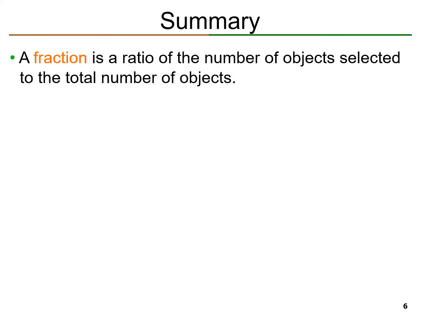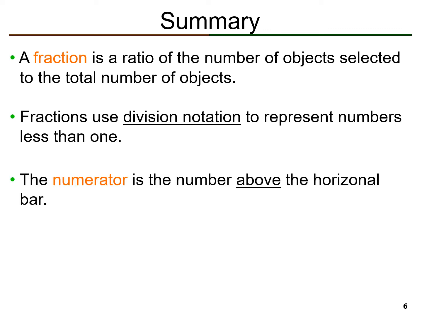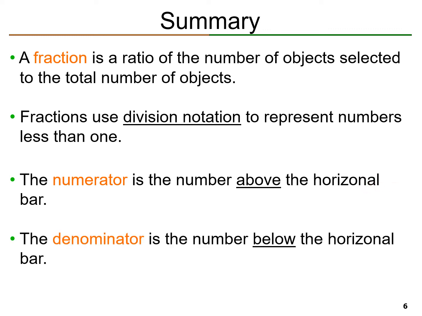Summary: a fraction is a ratio of the number of objects selected to the total number of objects. Fractions use division notation to represent numbers less than 1. The numerator is the number above the horizontal bar. Now, forgive me here, horizontal is not spelled correctly. It should be a T in here between the N and the A. The denominator is the number below the horizontal bar.